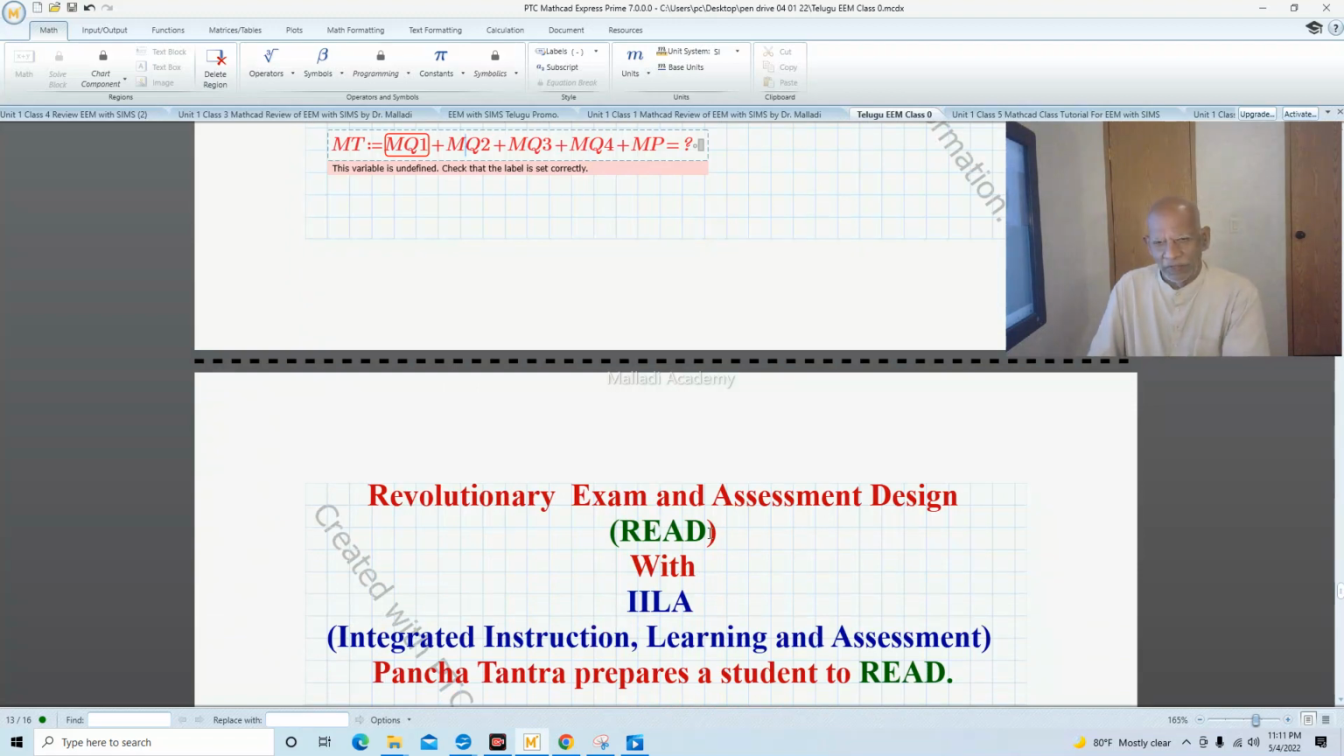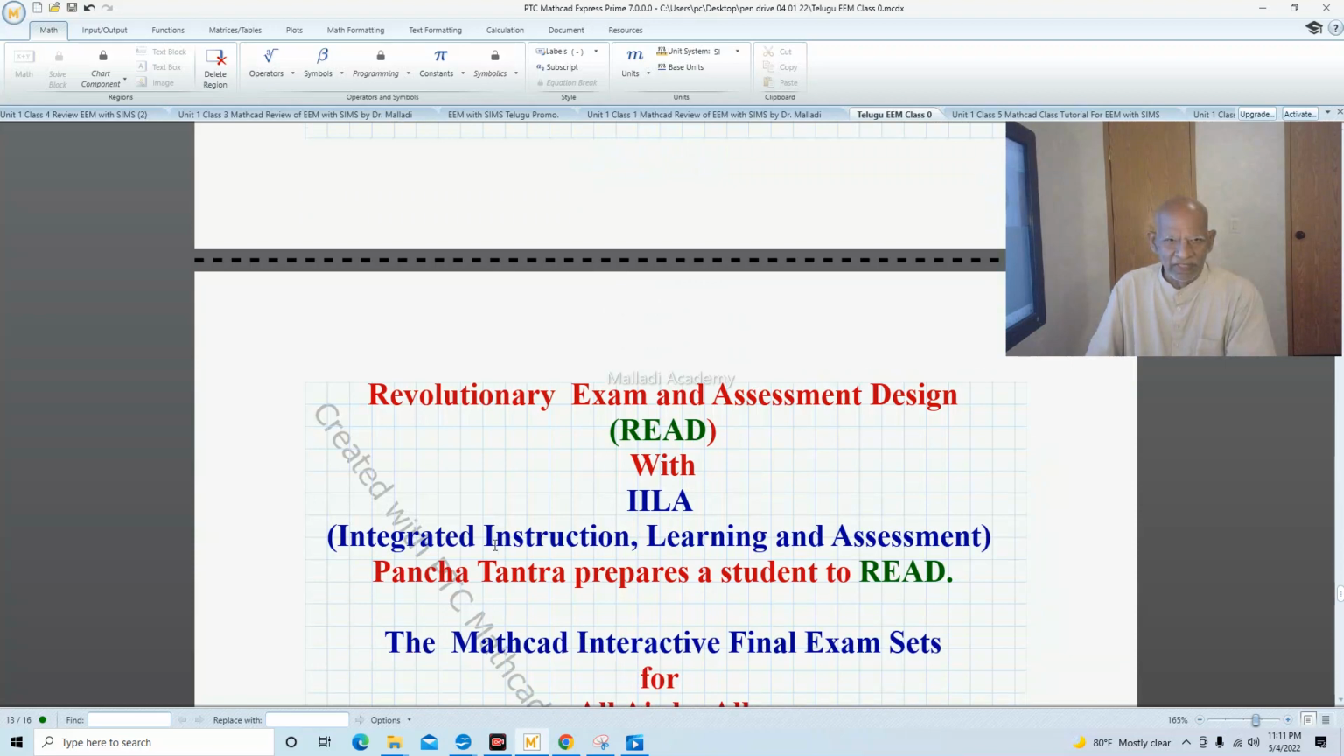Now, revolutionary exam and assessment design. The purpose of presenting you this is so that eventually you will consider a revolutionary exam and assessment design for your institute, which will help the student to perform better. Now here with ELA, integrated instruction, learning and assessment. So as you are instructing, you are learning. As you are also doing the exam, you are still learning. Via Panchatantra prepares a student to read. That is revolutionary exam and assessment design.